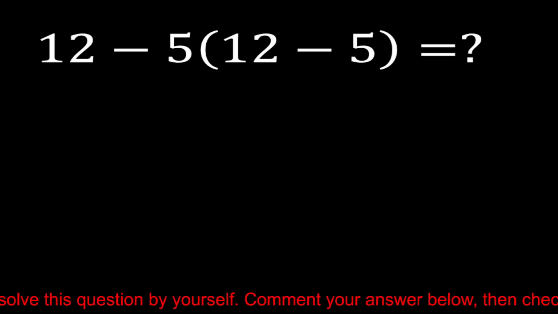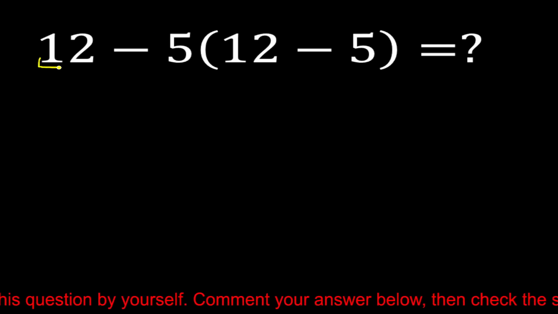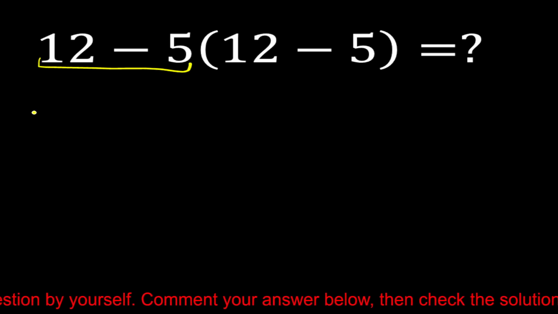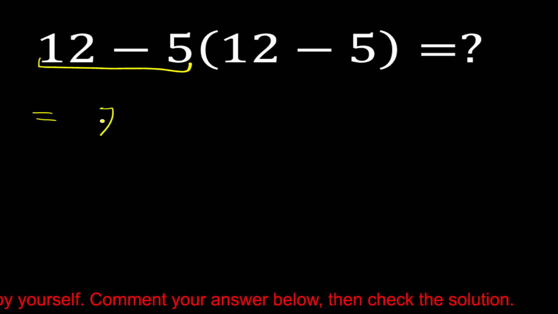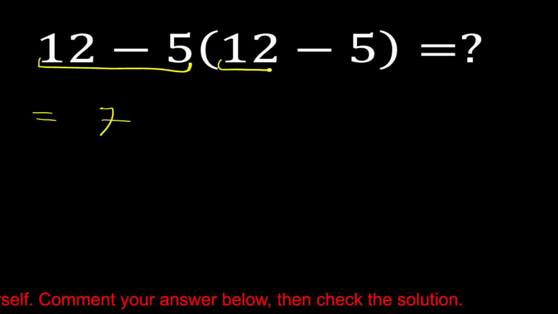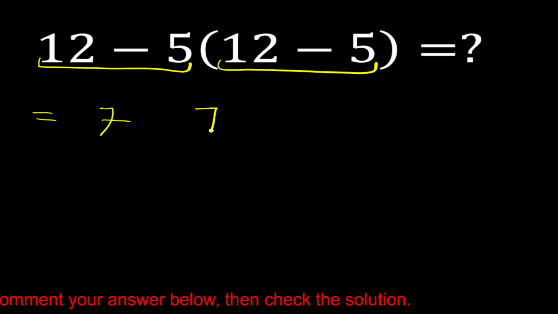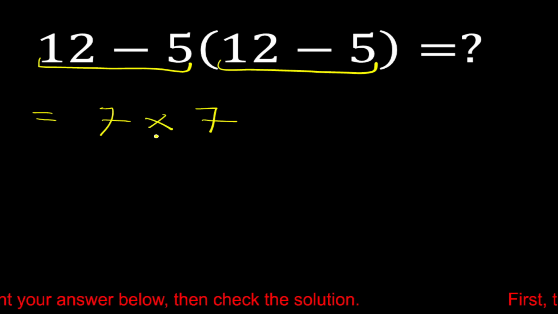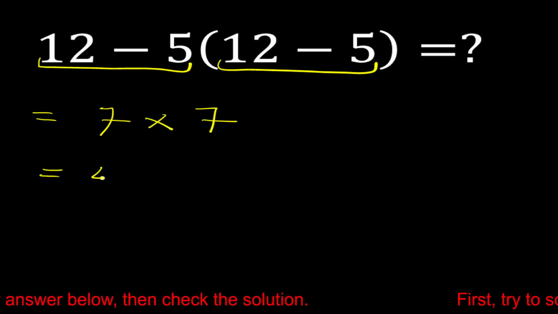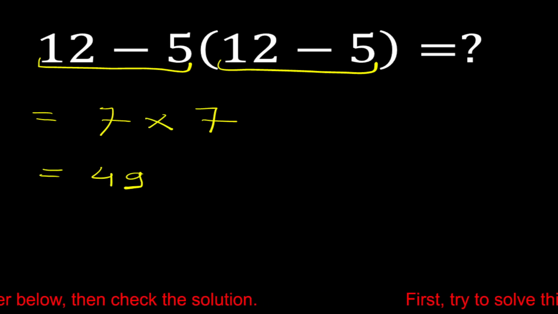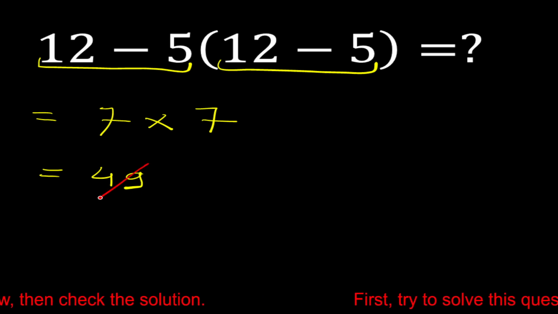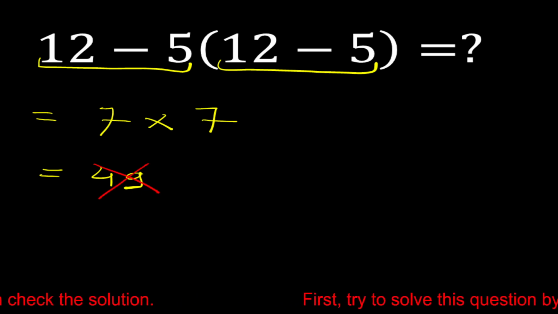So most people solve this question like 12 minus 5 is equal to 7. Then again 12 minus 5 is equal to also 7. Now 7 multiplies 7 is equal to 49. But this answer is not correct. This answer is completely wrong.